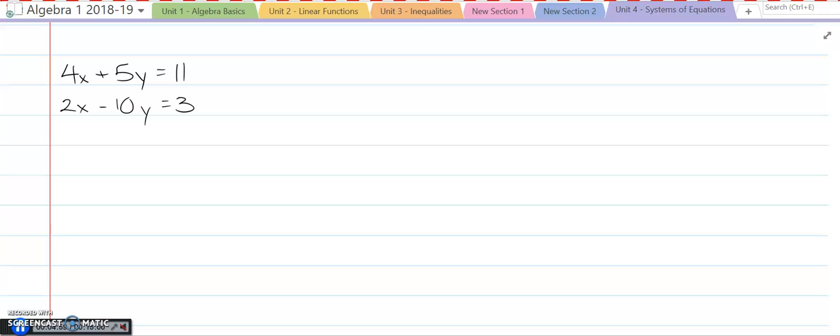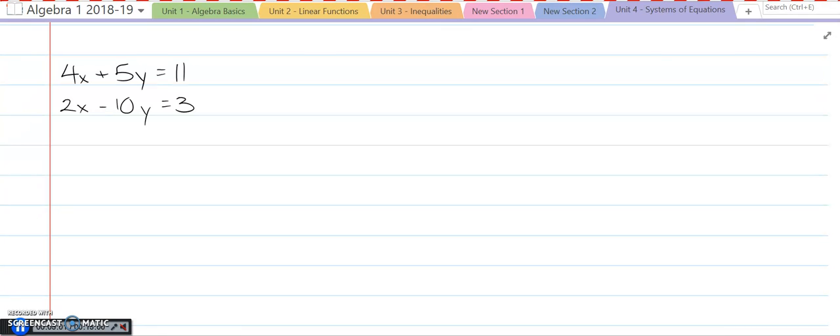New equations. 4x plus 5y equals 11. And for our next equation, I'm going to go with 2x minus 10y equals 3. I just made this up off the top of my head. No answers ready for you. What should you do?